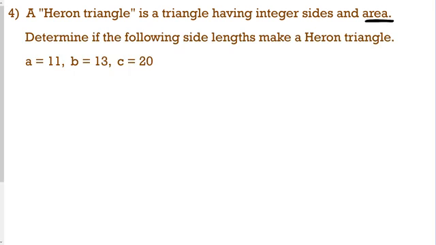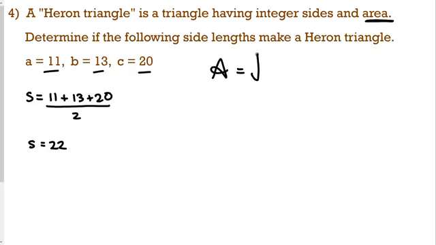Well, we see the sides, 11, 13, and 20 are all integers. So what about the area? Is it an integer? That's what we're going to find out. So let's start by finding s. 11 plus 13 plus 20 over 2, and that is 44 over 2, and that's 22. Well, so far so good. That part is an integer.